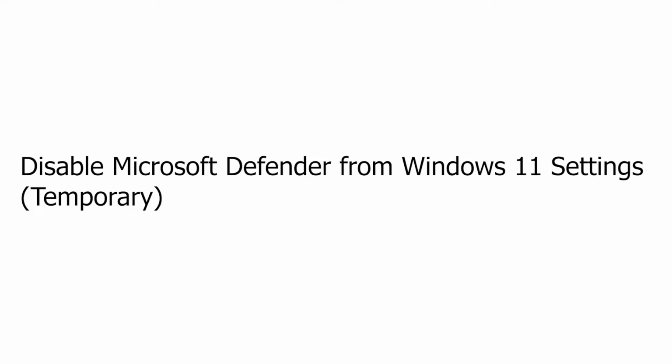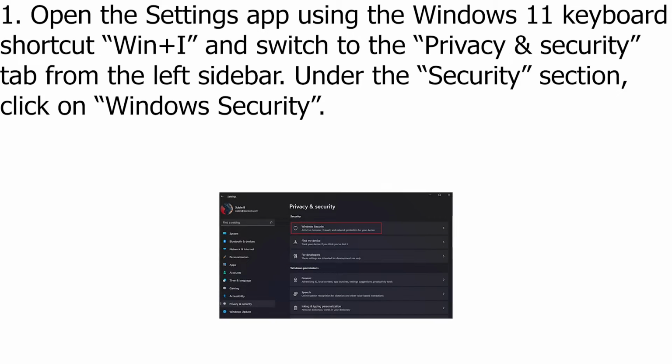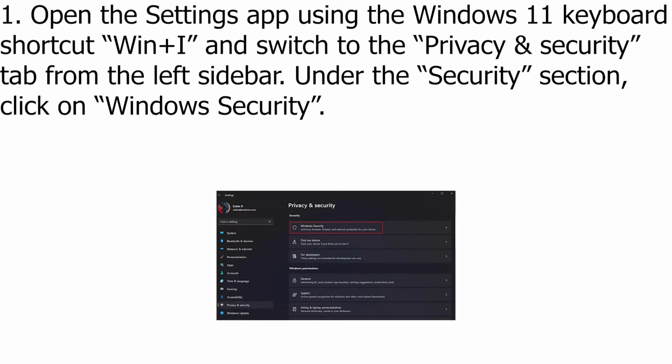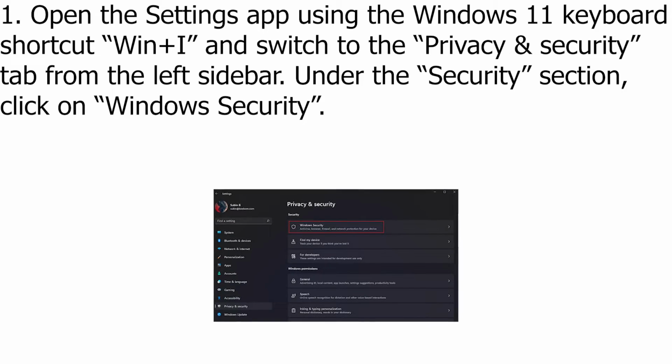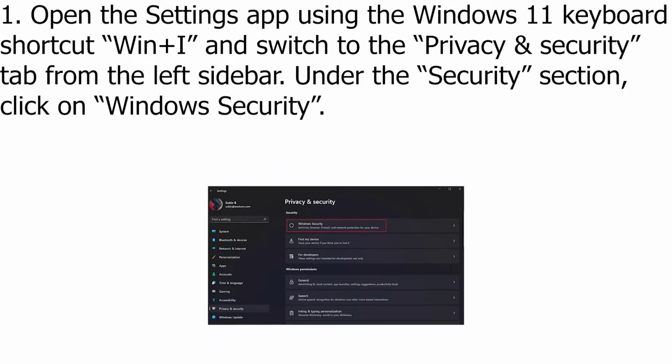Disable Microsoft Defender from Windows 11 Settings, Temporary. 1. Open the Settings app using the Windows 11 keyboard shortcut Win+I and switch to the Privacy & Security tab from the left sidebar. Under the Security section, click on Windows Security.